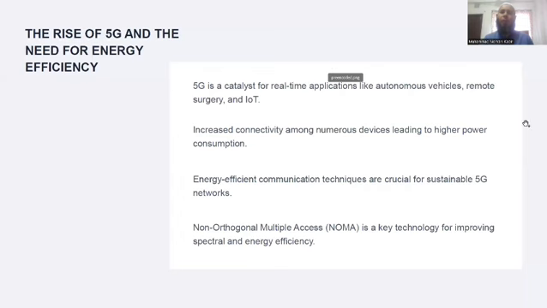Our work is related to 5G communication system, and 5G is a catalyst for real-time applications like autonomous vehicles, remote surgery, and IoT. 5G enables increased connectivity among numerous devices that leads to higher power consumption. Therefore, energy-efficient communication techniques are necessary for sustainable 5G networks. What we are working on is NOMA, which is a key technology for improving spectral and energy efficiency.